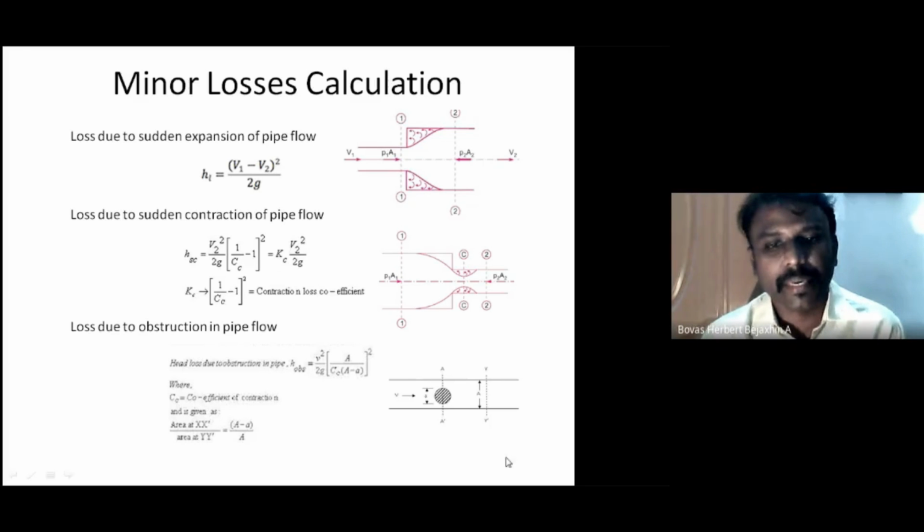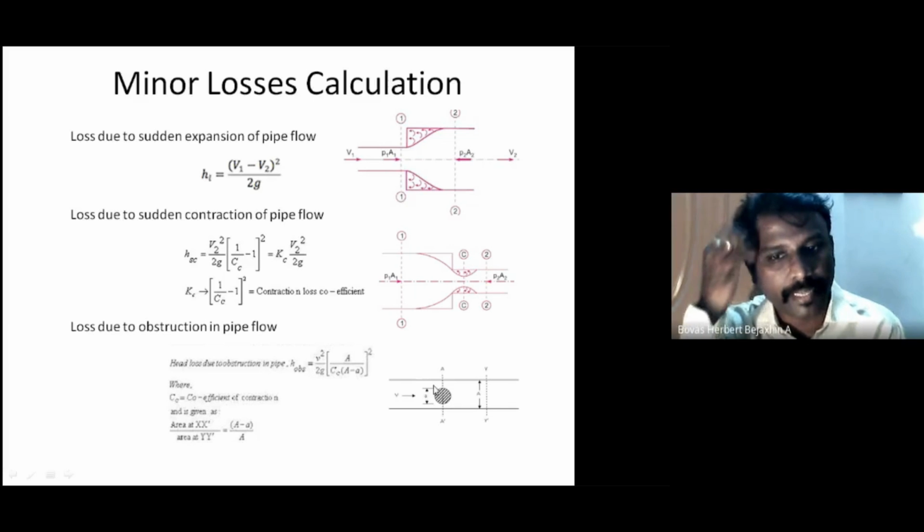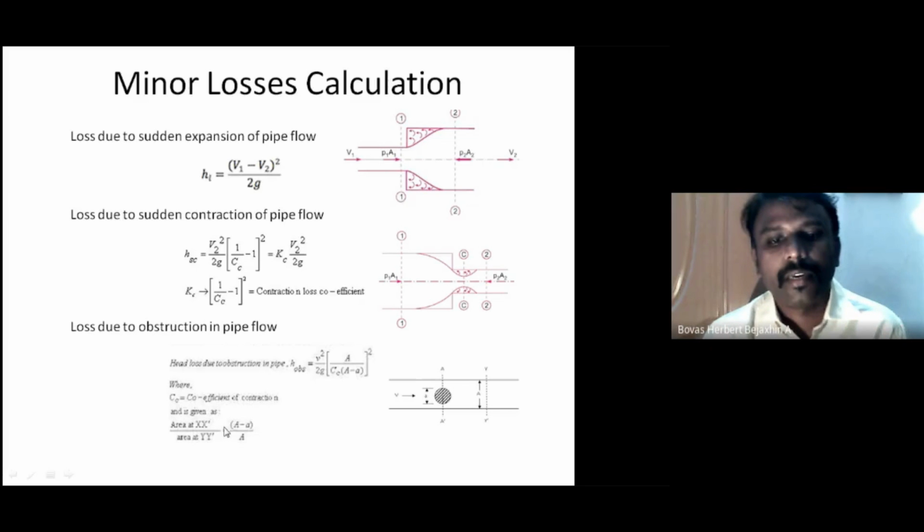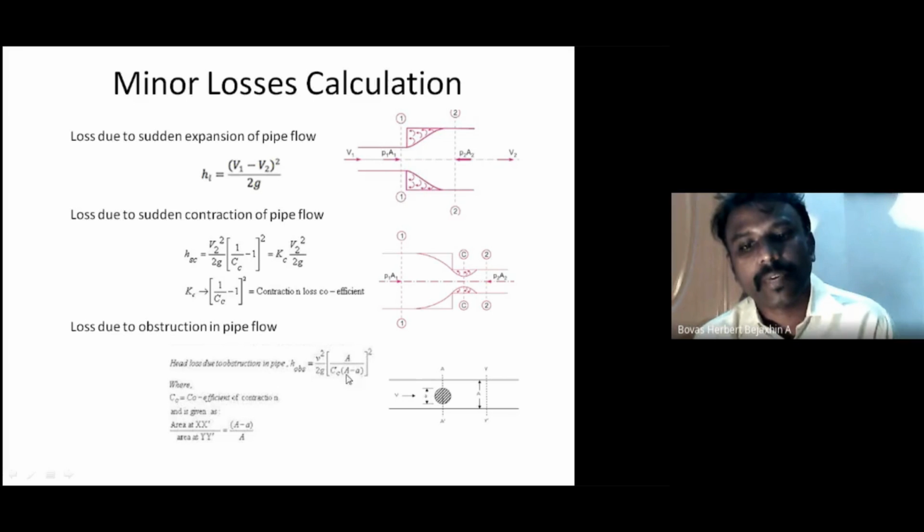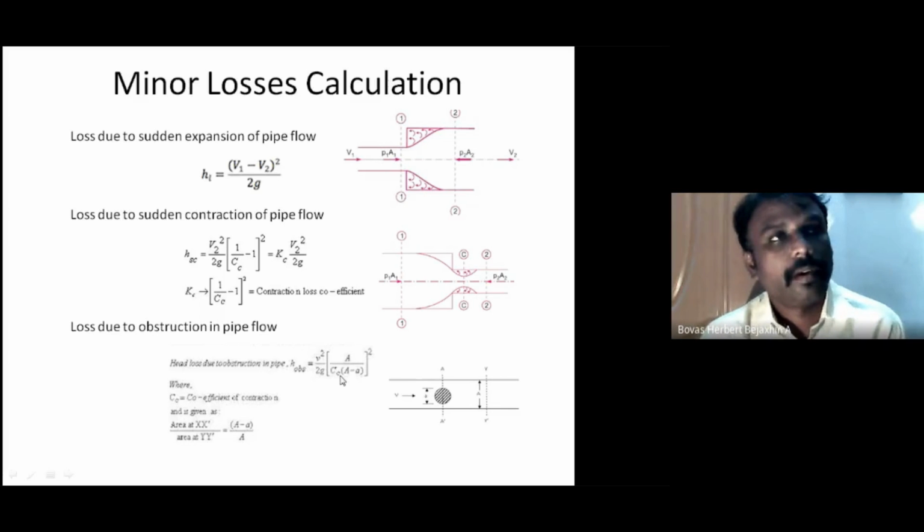Obstruction means some particle or obstruction is present in the stream of liquid. So we have to calculate that: the diameter of that obstruction is small a, and the pipe diameter is capital A, so (A minus a) by a. It's nothing but Cc, that is the contraction coefficient. So due to the obstruction, we substitute for this Cc, and we will get the value of the loss.